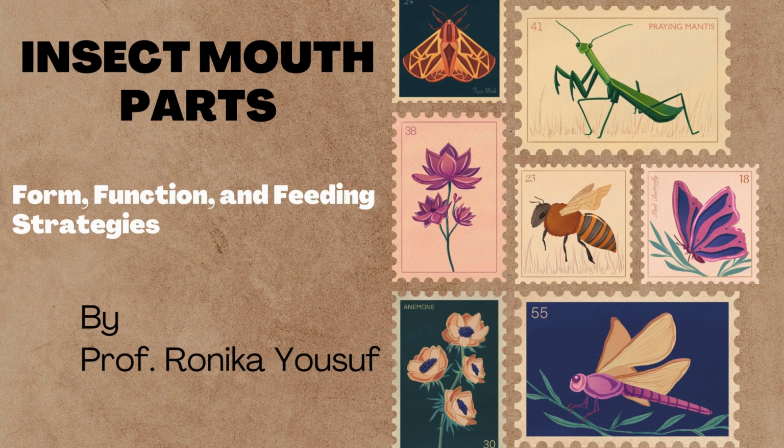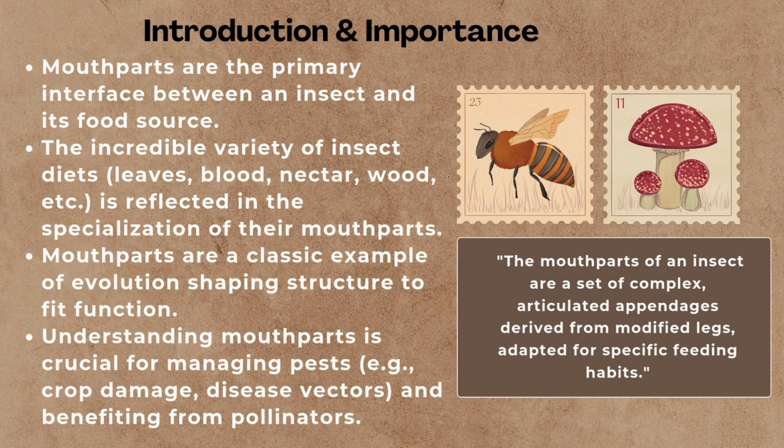Today we are going to talk about insect mouthparts. We will be looking at their different forms, how they function and the incredible feeding strategies they allow. Well, an insect's mouth is its main tool for interacting with its food. Think about it, insects eat everything from leaves and blood to nectar and wood, and their mouthparts have evolved specifically for each of these jobs. It's a perfect example of how structure is shaped by function.